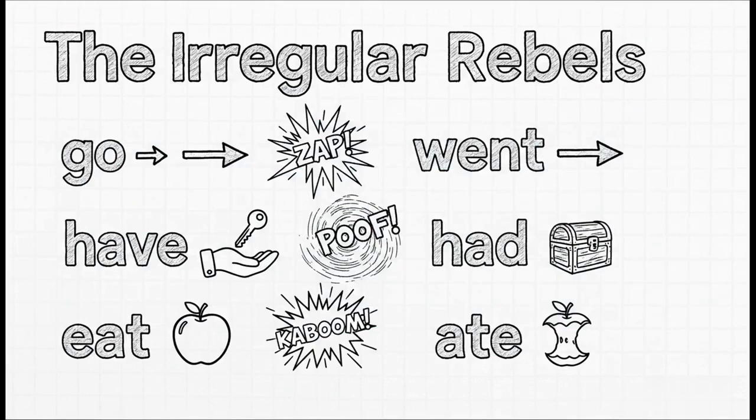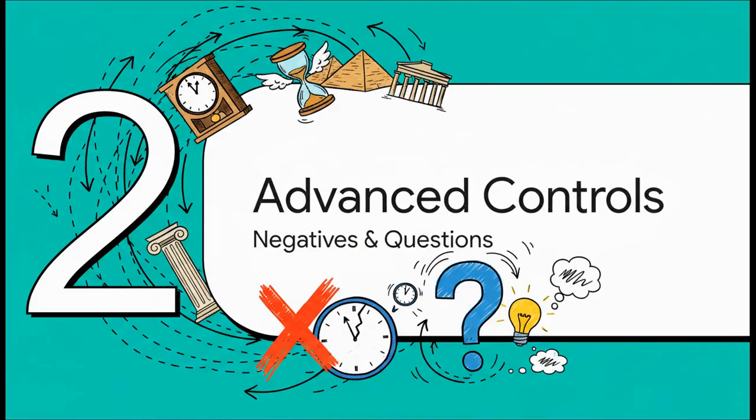All right, time to talk about those rebels, the irregular verbs. These guys completely ignore the ed rule. They just transform. So go becomes went. Have becomes had. Eat becomes ate. Yeah, you kind of just have to memorize these, but trust me, you'll pick up the most common ones in no time.